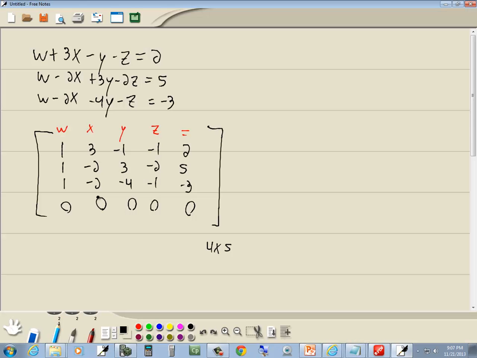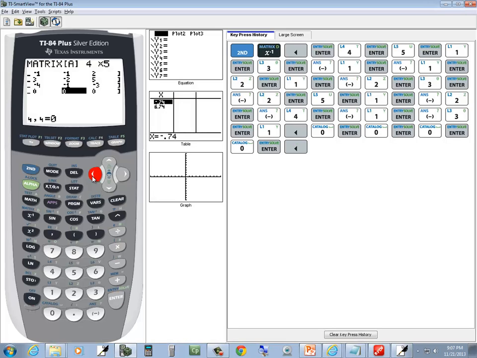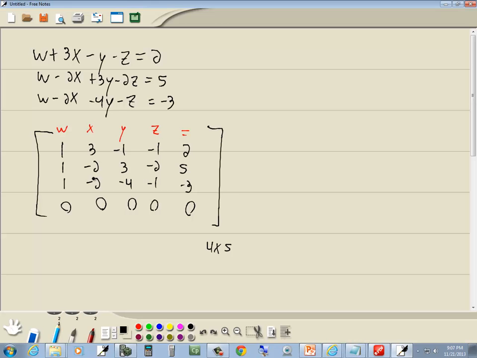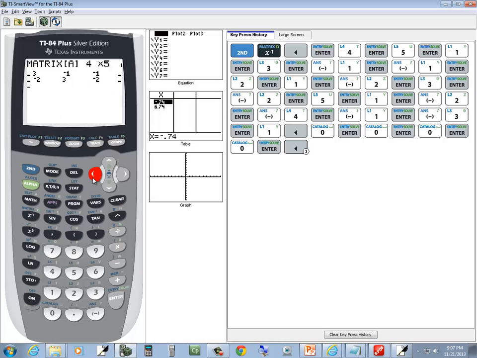2, 5, -3, 0, that checks. -1, -2, -1, that checks. -1, 3, -4, that checks. 3, -2, -2, that checks. And all ones, that checks. Okay, so do second mode to exit out.